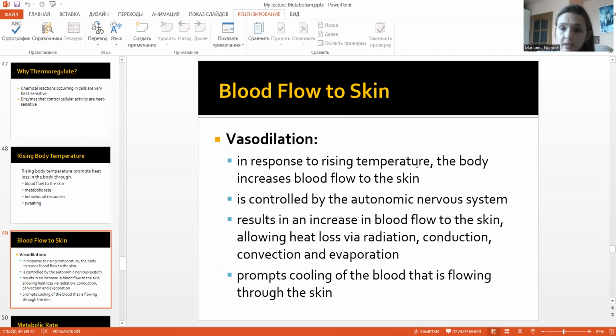So in response to rising temperatures, the body increases blood flow to the skin. This will be controlled by the autonomic nervous system. It will result in an increase in blood flow to the skin, allowing more heat loss through radiation, conduction, convection, and evaporation. It promotes cooling of the blood that will flow through the skin.